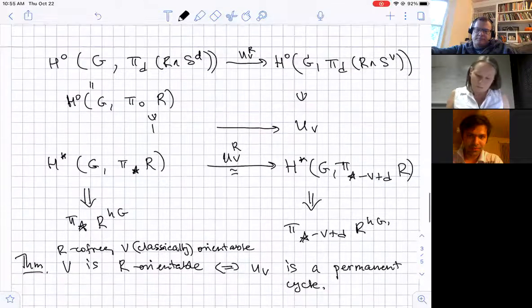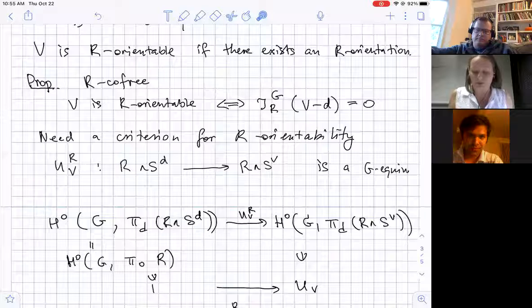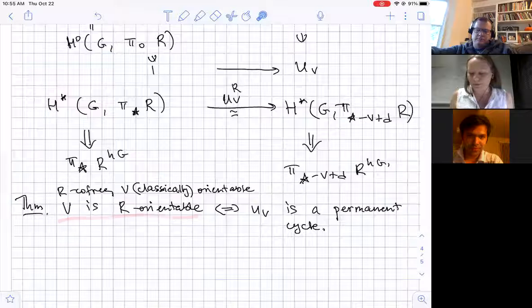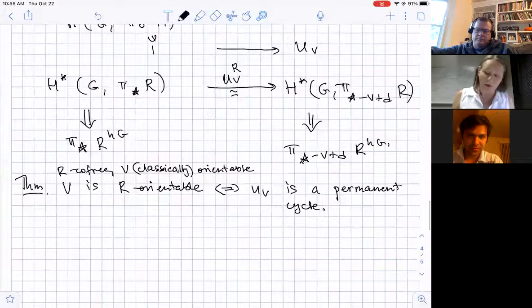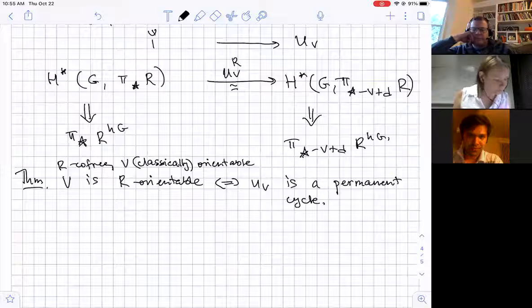Okay, so we're trying to compute an image of the map JRG. Now we know how to identify its kernel. Its kernel consists of R orientable representations. And representations are orientable if the U associated to it is a permanent cycle. So let's just go and compute a spectral sequence and compute the permanent cycle. Okay, so I have 20 minutes.